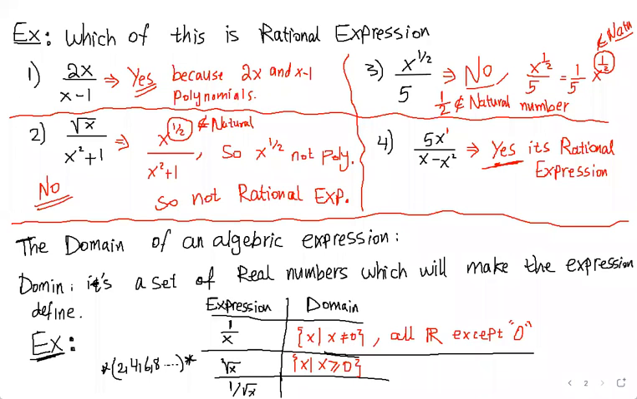For the third one, who will do the third one? So all positive real numbers and 0. Who will do the third one? Angel, do you want to do the third one? Who will do the third one?